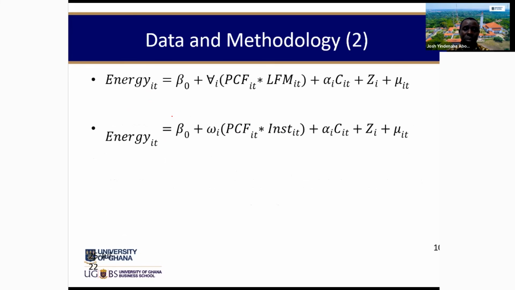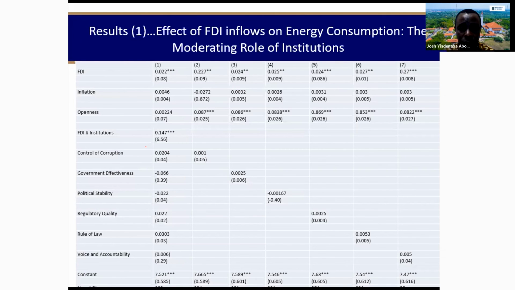Now, the second model interacts private capital flows and local financial markets in explaining energy consumption, because we are saying that local financial markets should moderate the relationship between private capital flows and energy consumption. Now, we repeat the same model, but this time we look at institutions, okay, and interact private capital flows and institutions in explaining energy consumption. So that's the model we use in this empirical investigation.